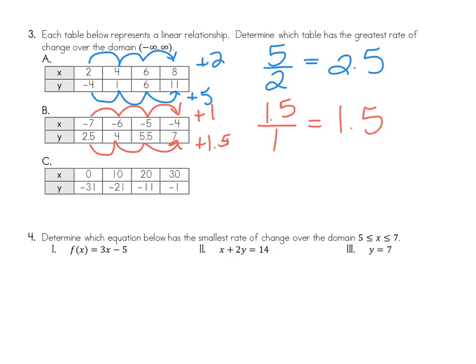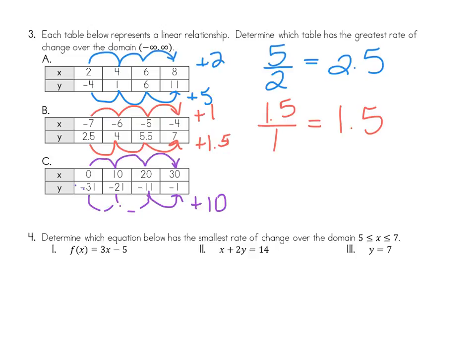Let's just verify part C. Ooh, look at some big numbers. So how am I getting from negative 31 to negative 21 to negative 11 to negative 1? Looks tricky, but it's really not. Looks like we're just adding 10 every single time.